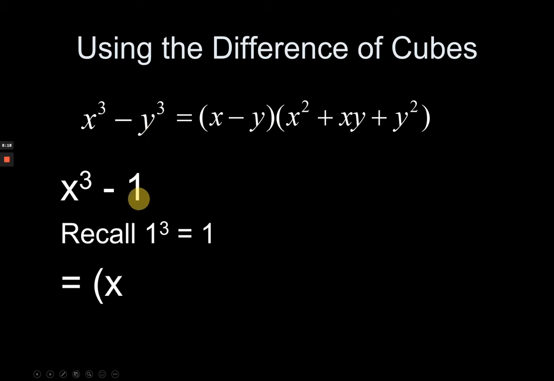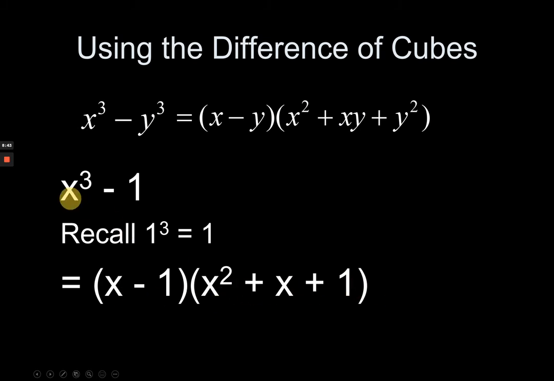The cube root of y is 1. Next is x squared, and then the middle part, x times y, is 1 times x, which is x. And then the square of y, which is 1, the cube root of 1 is 1, 1 times 1 is 1. And it's done. That's your factor of x cubed minus 1, using your formula of difference of two cubes.